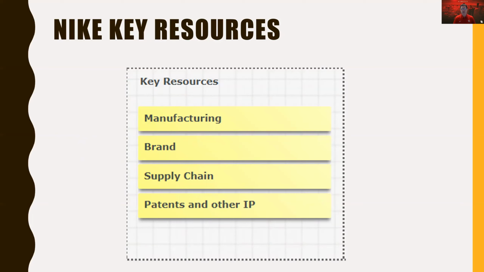Nike key resources: manufacturing, obviously one of their key resources. Brand, we already talked about that. Their supply chain, how they get their product from their overseas manufacturers into the actual stores, and their patents and their intellectual property. Those would be the key resources for Nike.